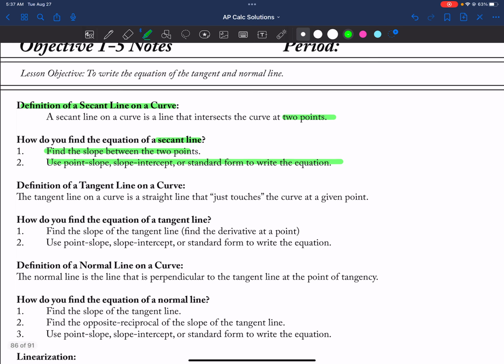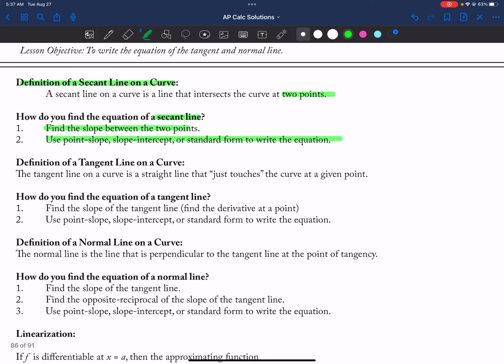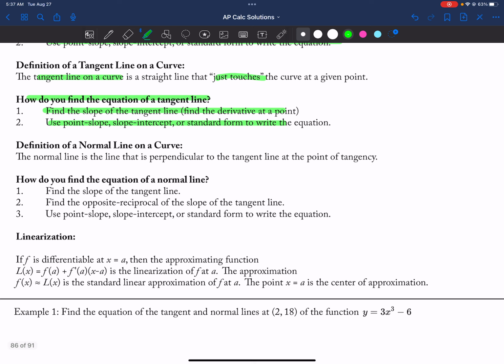Tangent line just touches the curve at 1 point. Finding the equation of the tangent line: find the slope, use point slope form, and then I would transform it to any other form after you look at multiple choice solutions. But if it's just a free response, you can just leave it in point slope form, which is 1,000 times easier.